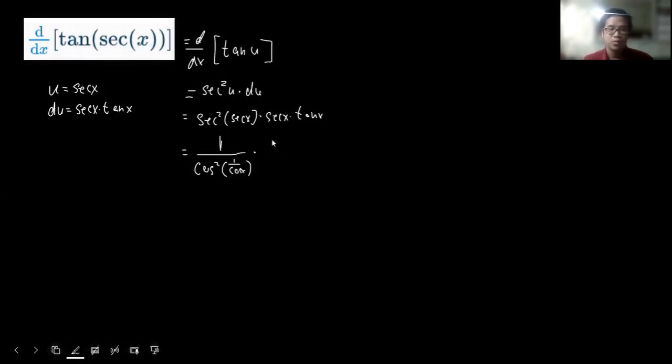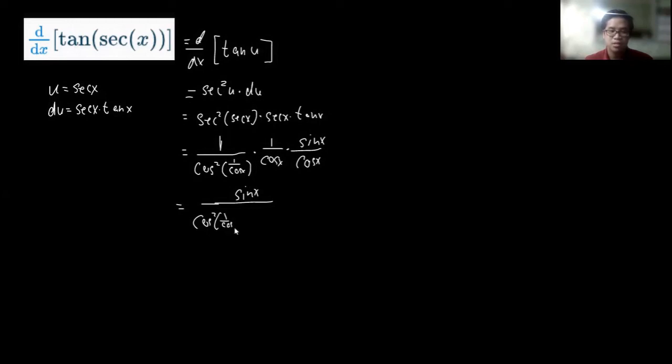This one, 1 over cosine x, then times sine x over cosine x. So now let's combine. So this is sine x all over cosine squared of x times cosine x, since you have the same base of cosine and cosine, so this is just cosine cubed of x. That's it, and you're done.